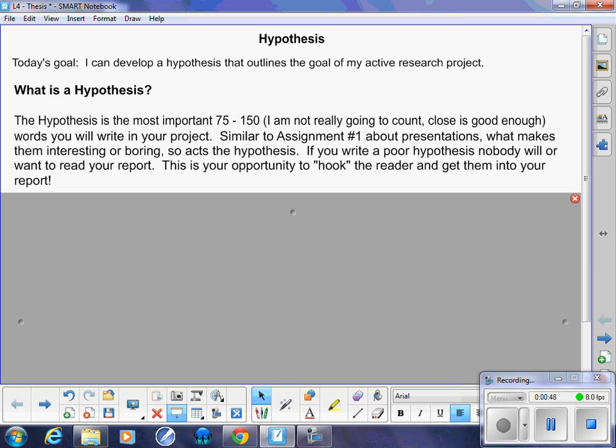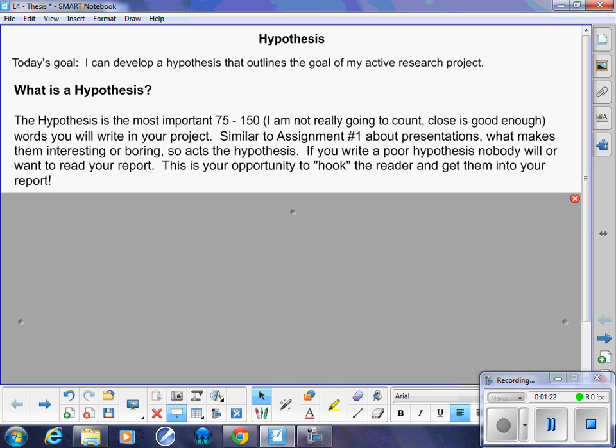Assignment number 1 was about what makes a good presentation. And you talked about the difference between it being interesting or boring. This is what your hypothesis does for your project. If the hypothesis is not interesting, if it's not clear, then it does not make the person who's reading the report want to read it. So you have to make sure the hypothesis hooks the reader in, gives them a reason to say, I wonder if that's true, I wonder where they're going with this, and it allows you to draw them into your report.